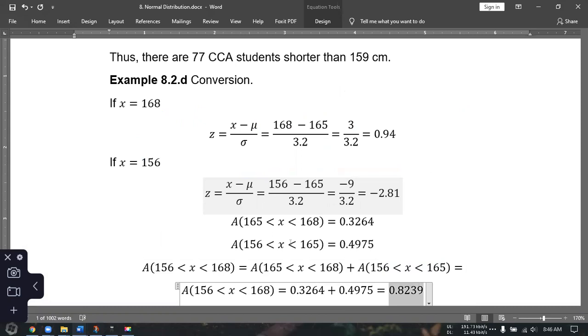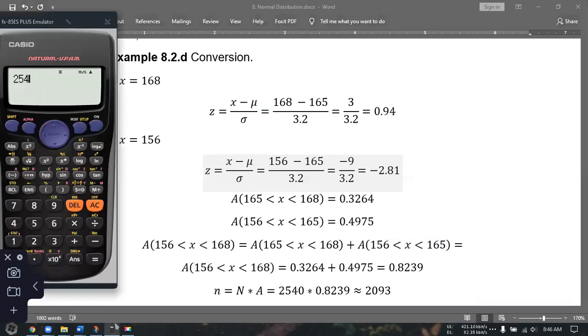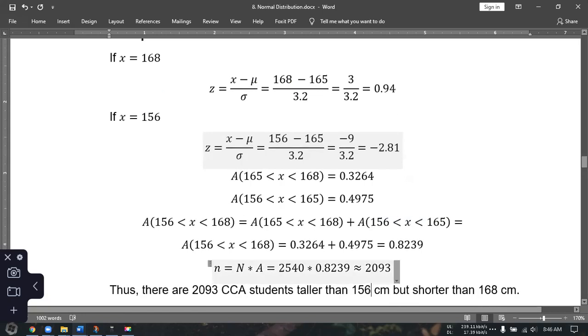0.8239. So 82.39% of CSA students, or that is approximately 540 times 0.82, is approximately 2093. Yes, this is our conclusion. There are 2,019 PTC students taller than 136 centimeters but shorter than 168 centimeters.